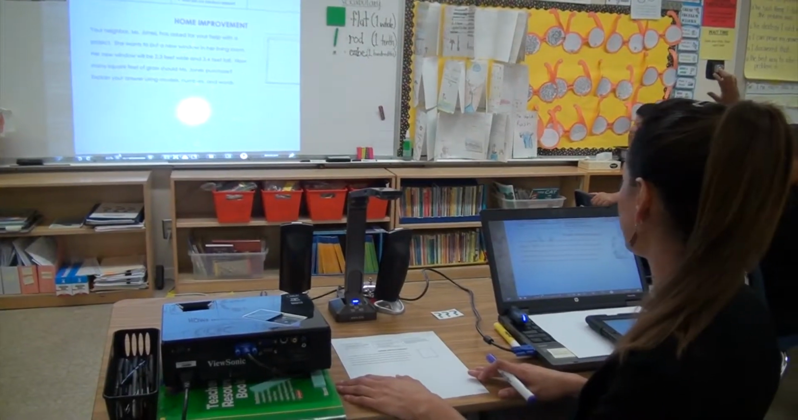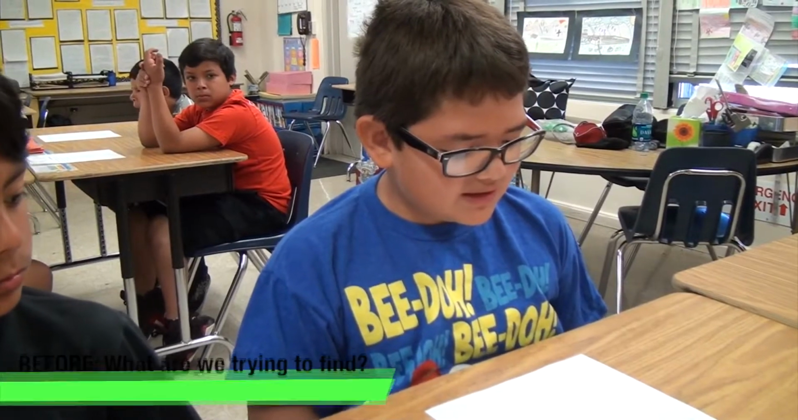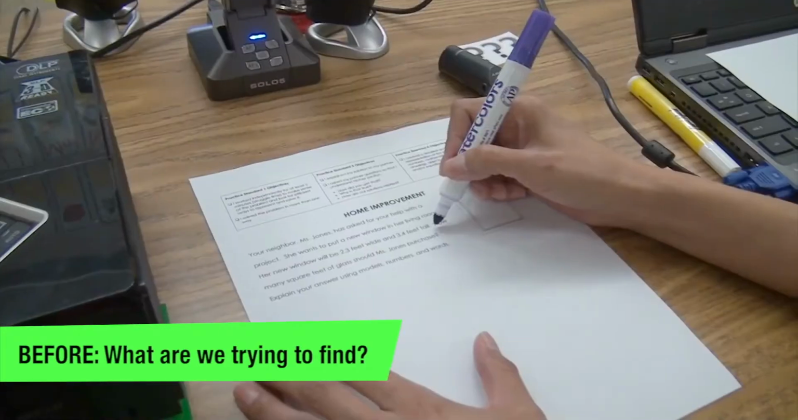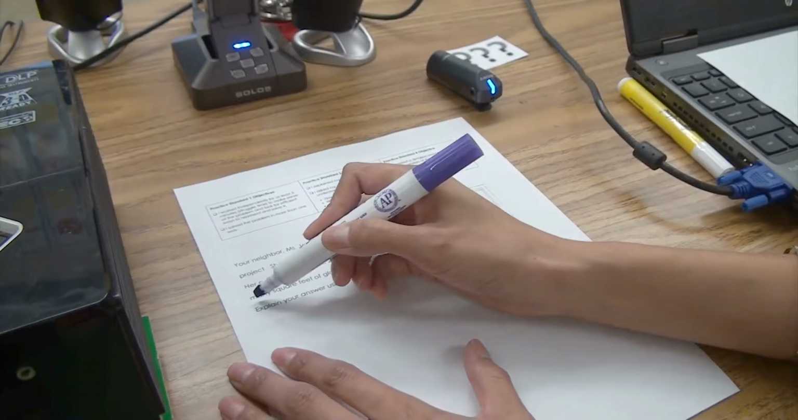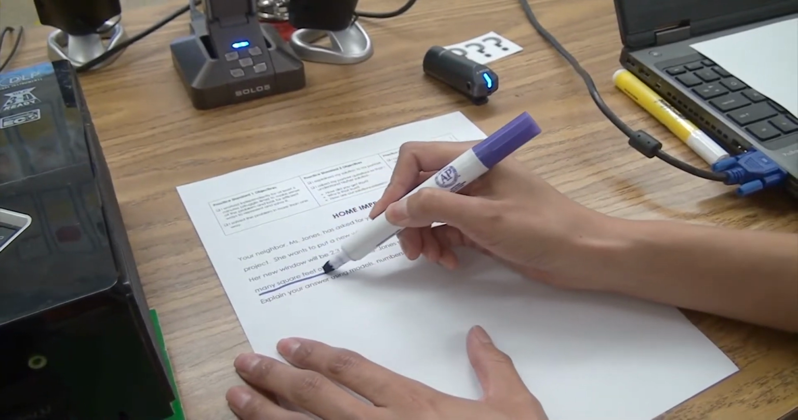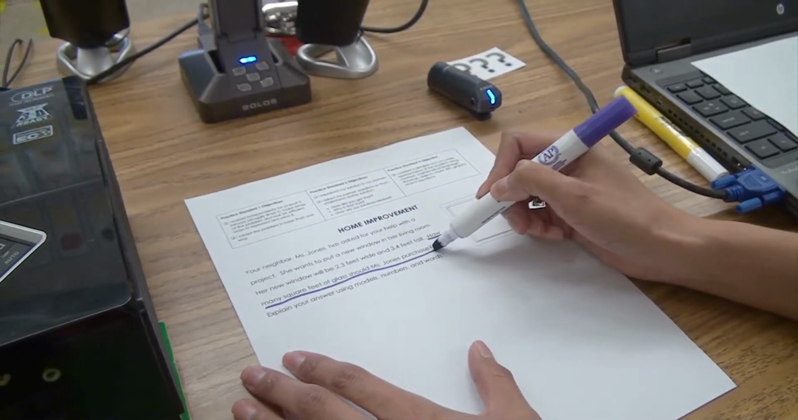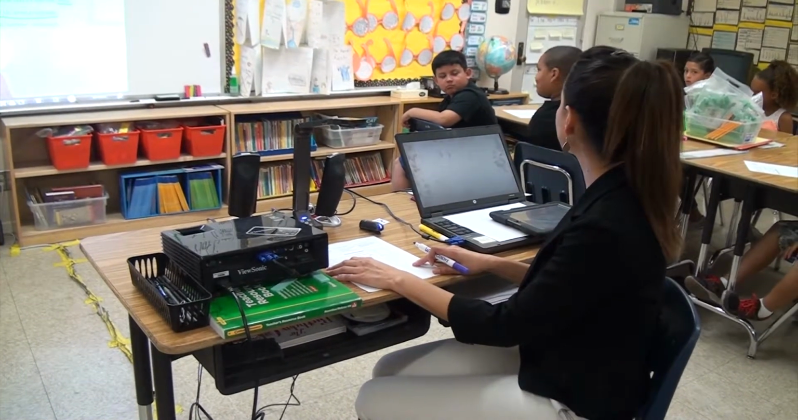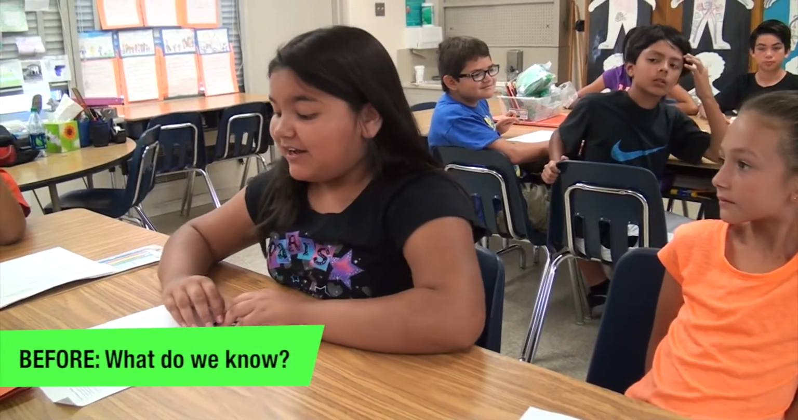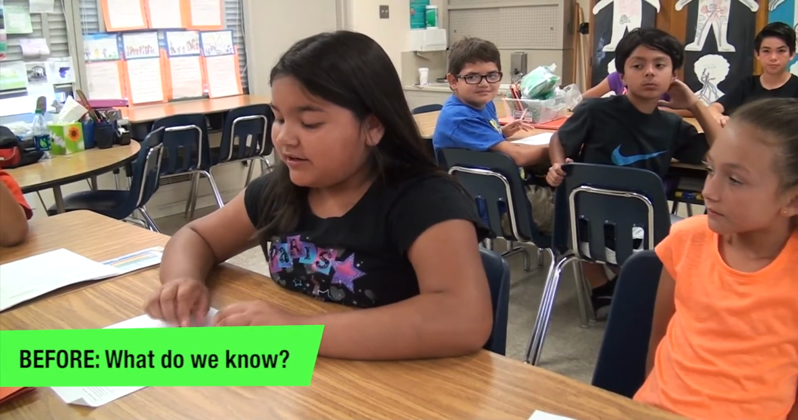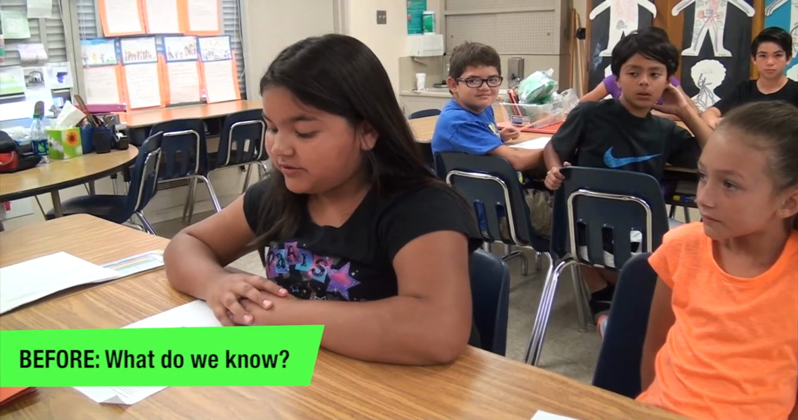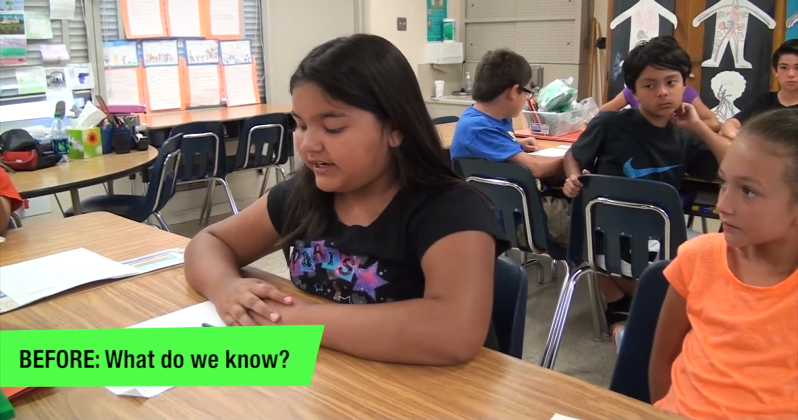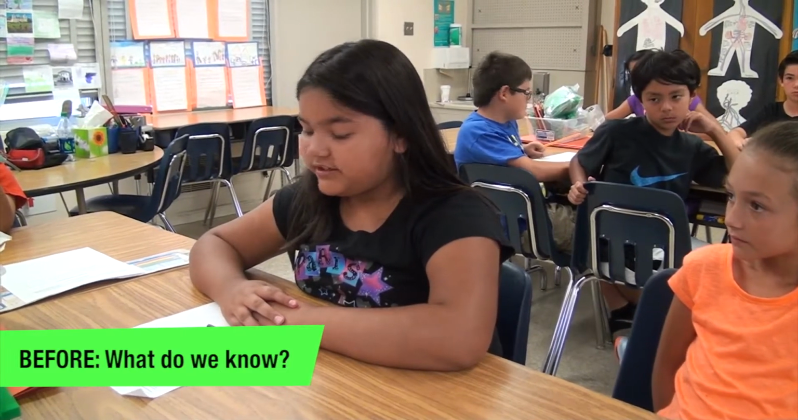What are we trying to find? Asking open-ended questions like, what are we trying to find? What do we already know? Ensures that all students understand a task before working independently. And we're going to underline that sentence. Now that we know what we need to find, what do we already know? Destiny? We already know that her new window will be 2 3/10 feet wide and 3 4/10 feet tall.